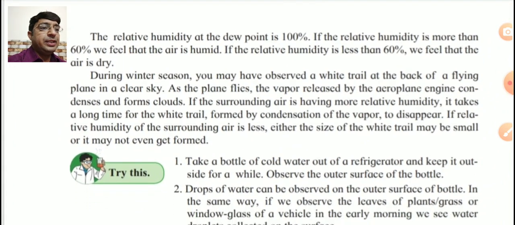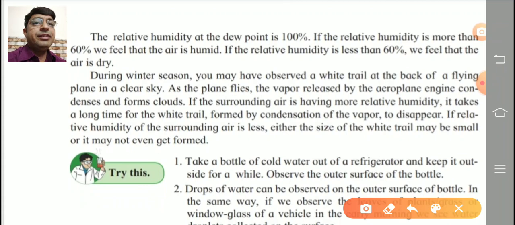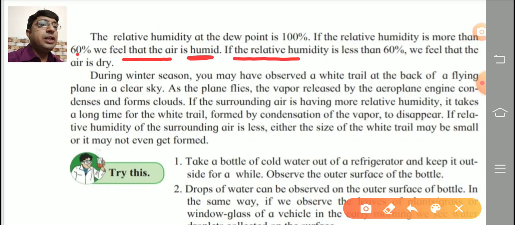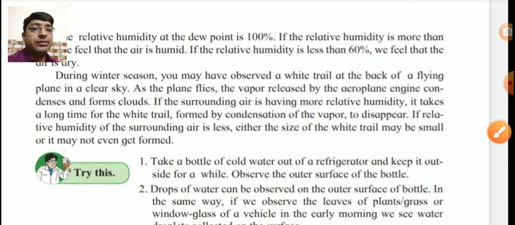If the relative humidity is more than 60%, you underline, we feel that air is humid, means moisturized, 60%. Next, if the relative humidity is less than 60%, then we feel that air is dry. When we are feeling the air dry or humid or moisturized, that condition is given here in this paragraph.